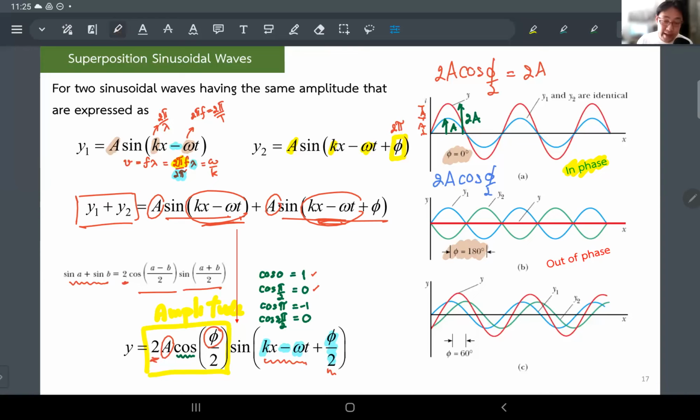So when phi is equal to pi, you get 2a cosine of phi over 2, which is 2a cosine of pi over 2, and that is 0. Now look at the second figure. You have the blue and now the green showing up. That is another wave. The green and the blue combine destructively. The final result is 0, a zero wave as the resultant wave.